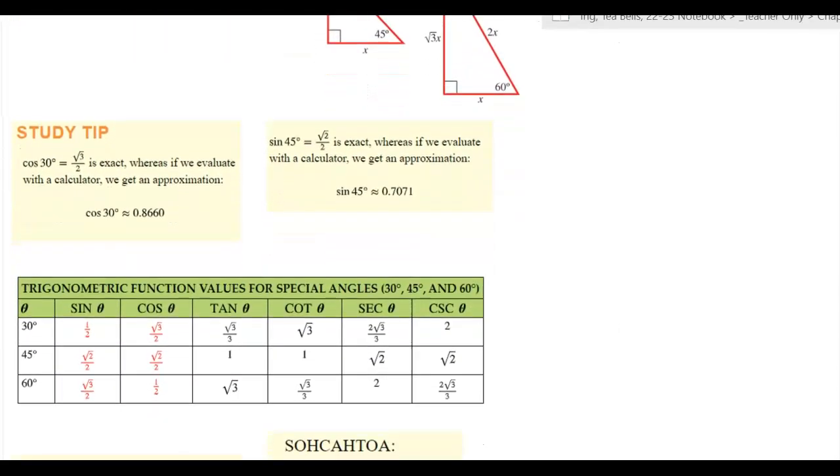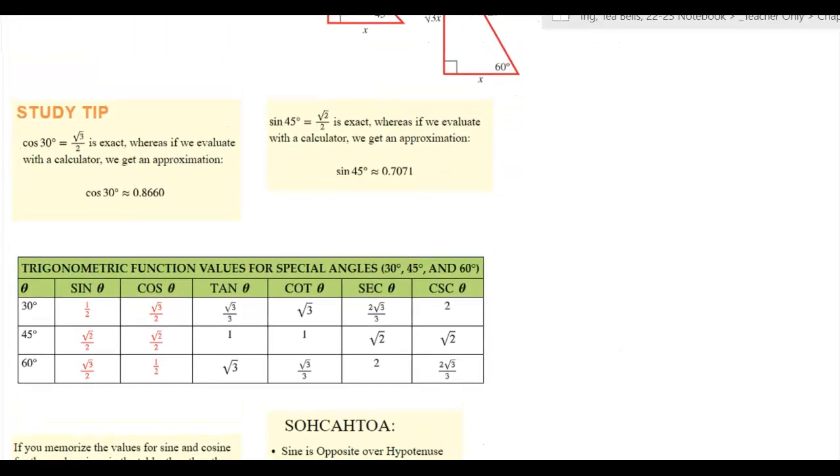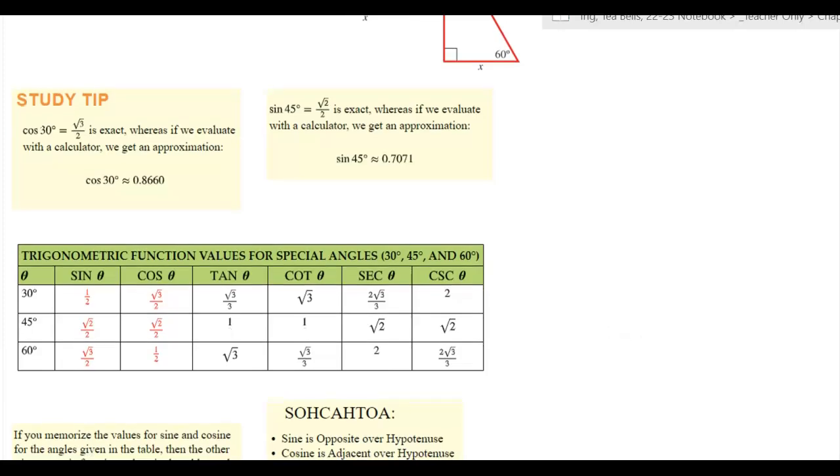We are eventually going to get into what we call our unit circle, but for now, we are just going to look at these and try to decipher how we figure these out based on the triangles. When we're looking at the 30, 45, and 60, these all occur in quadrant 1 of our graph.